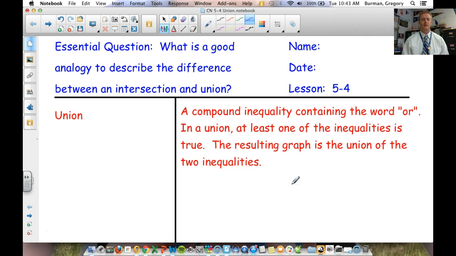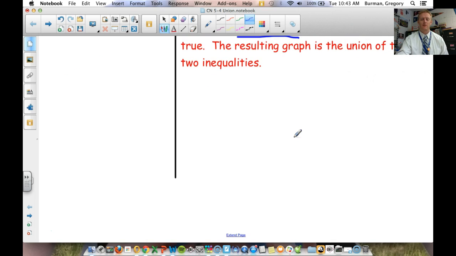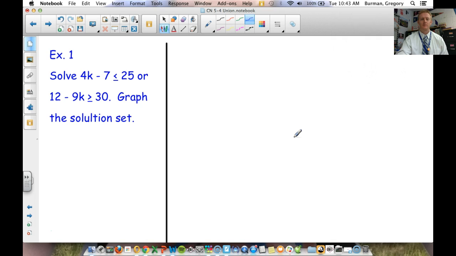So a union is a compound inequality containing the word or. In a union, at least one of the inequalities is true. So at least one, which means two of them could be true. The resulting graph is a union, so that's some important information. Make sure you get that written down, and we will get started here with our first example.